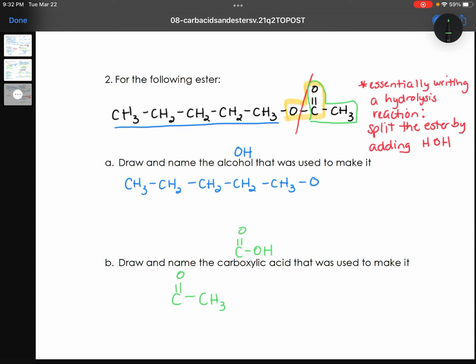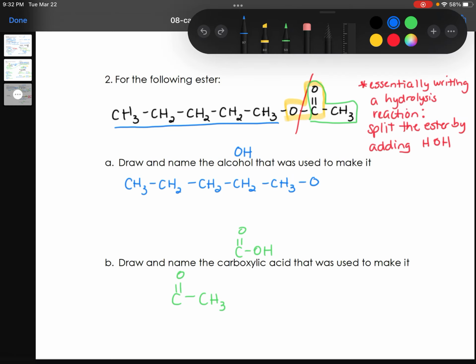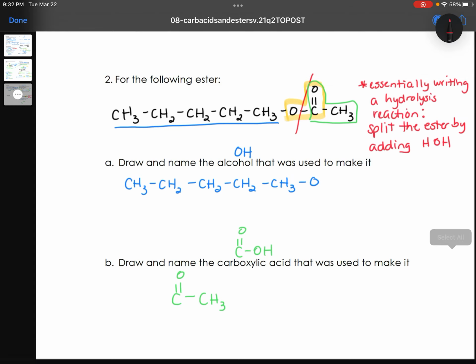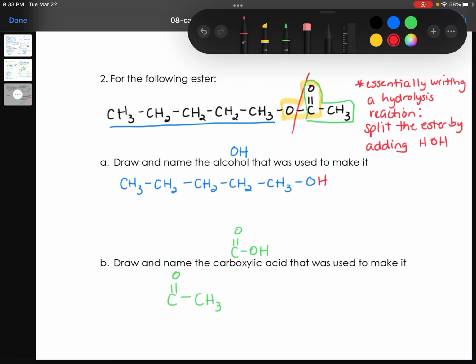When you do this kind of question, you do need to be careful. What I've drawn here right now, neither of these are correct. You have to make it look like an alcohol. So we need the H. When you do this kind of question, you're thinking about, okay, if I split this ester with water, how would it look? Because you would never leave oxygen with just one bond, right? It doesn't work like that.